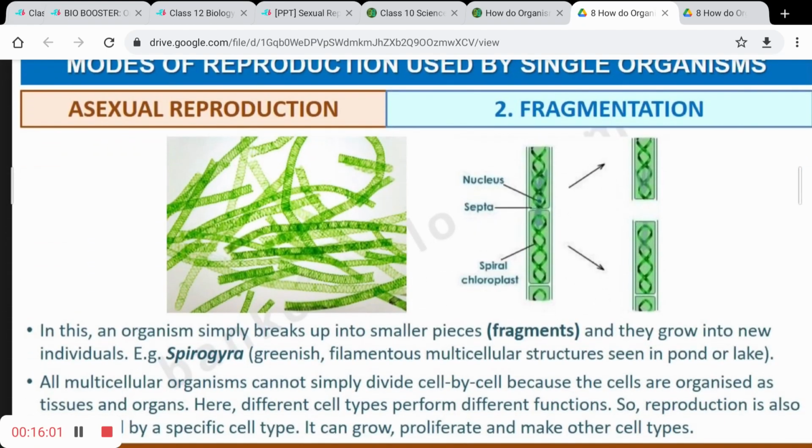Next, multiple fission is completed. Fragmentation. What is fragmentation? A mature cell divides or is broken into many pieces. Example, fragmentation happens in algae, in Spirogyra.